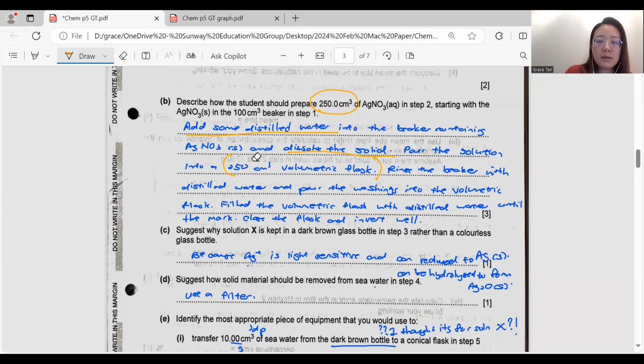Now, rinse the beaker with distilled water and pour the washing into the volumetric flask, because when you pour from the beaker to the volumetric flask, there is some silver nitrate left on the inner wall of the beaker. Fill the volumetric flask with distilled water until the mark. The mark is the 250 mark. All right, close the flask and invert it round. Normally they want to see a few bullet points here, then you will score 3 marks total.